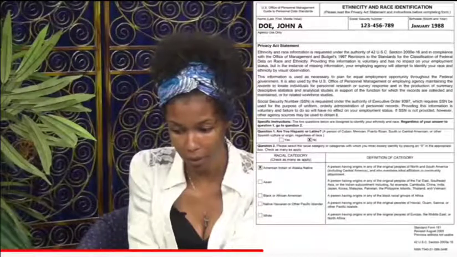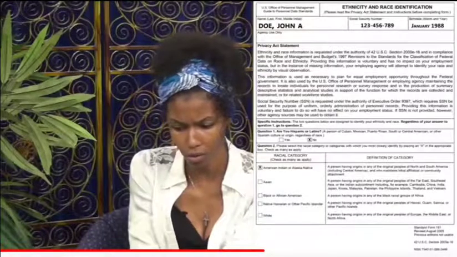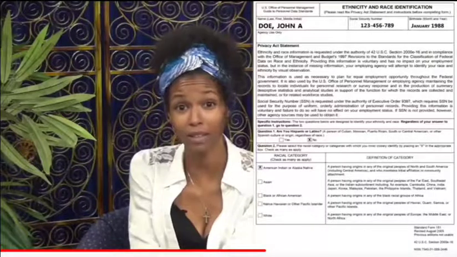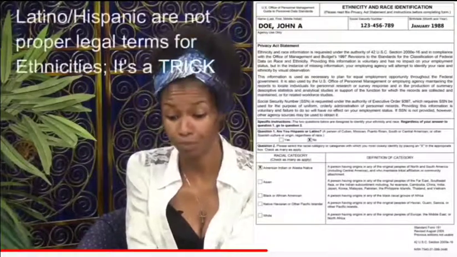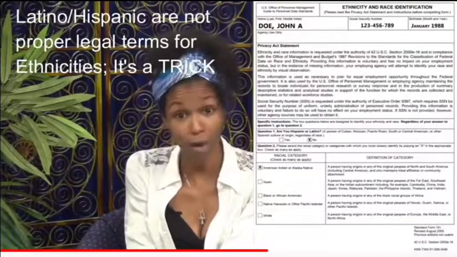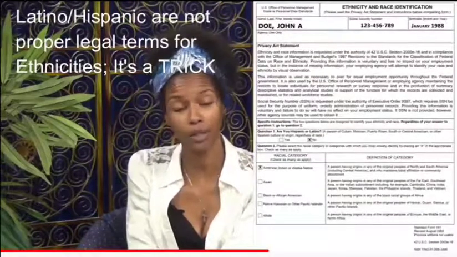Do we see a problem there? South or Central American, that's not a country. That's not a place. So right there, that X's it out. You will want to put no there. Put no there. If you ever considered yourself Hispanic or Latino, put no.